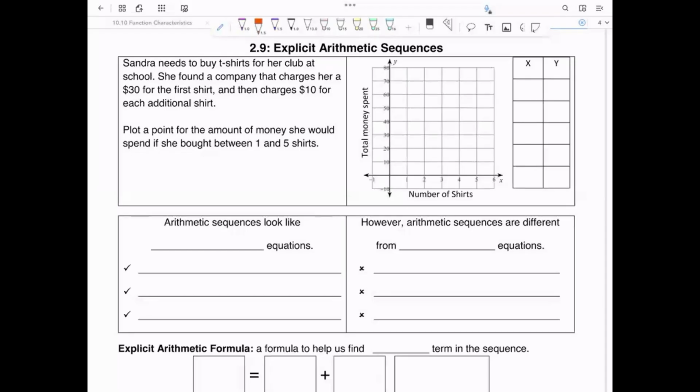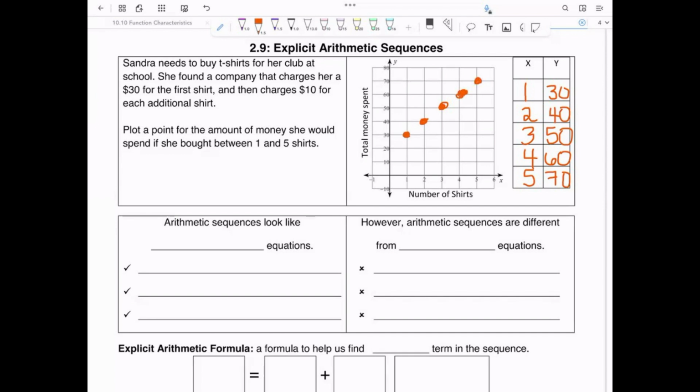We know for one shirt, she spent $30. For 2 shirts, we're charging an additional $10 for each shirt, so $40. For 3 is $50, 4 is $60, and 5 shirts would be $70. So we're going to plot these points: (1, 30), (2, 40), (3, 50), (4, 60), and (5, 70).